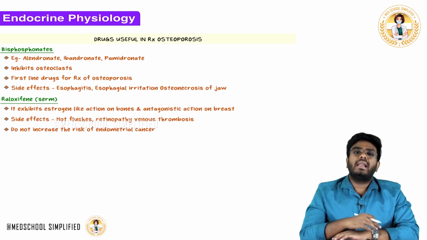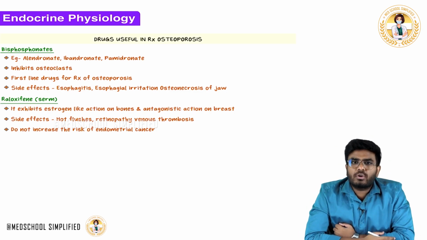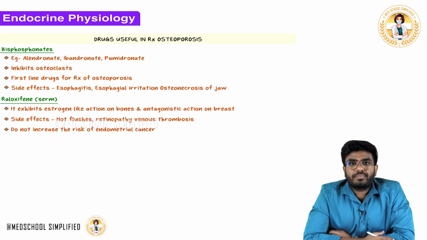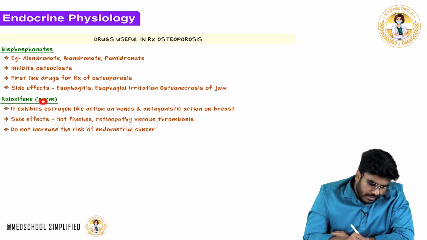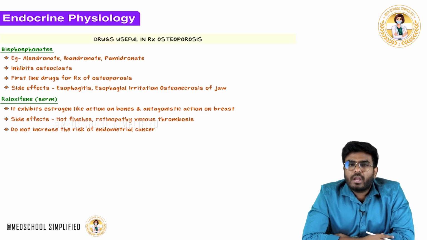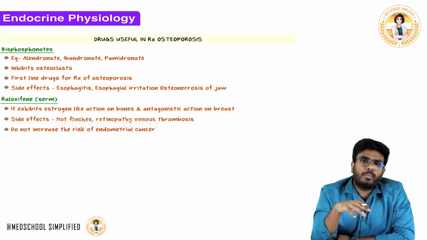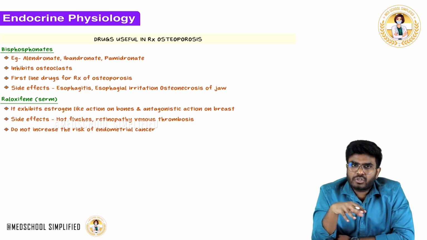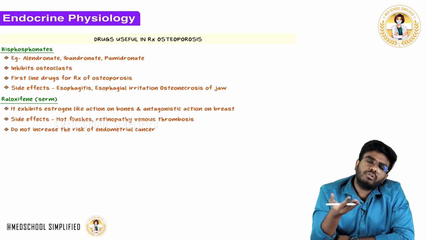Now let's talk about raloxifene. Sir, what exactly is this raloxifene? Raloxifene is a SERM, that is, a selective estrogen receptor modulator. Now we all know estrogens are protective, estrogens are osteoprotective. So now in this postmenopausal female who is suffering with osteoporosis, let's give her drugs like estrogens.